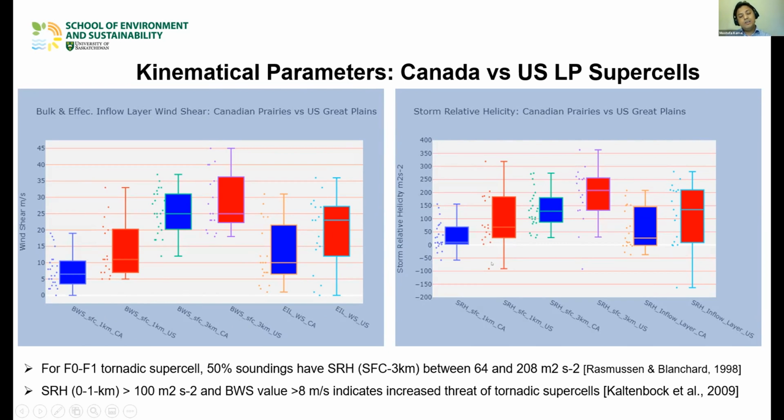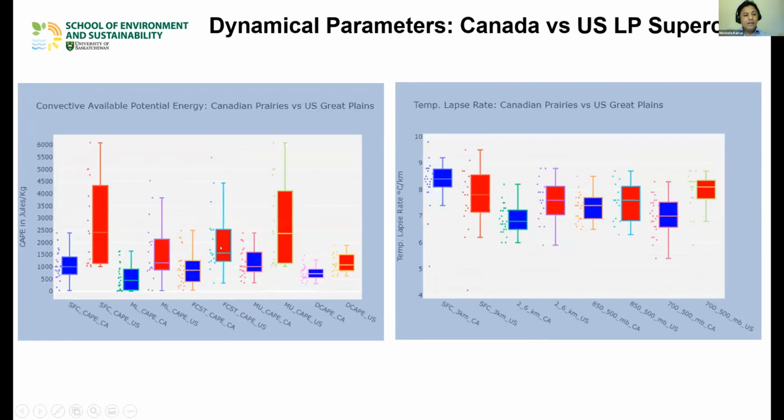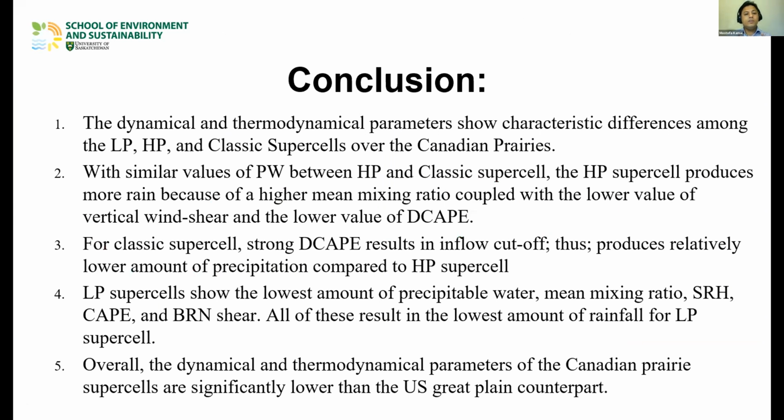In the right panel, you see storm relative helicity. Again, you can see a very significant difference between the US and the Canadian prairies low precipitation supercells, and this is the dynamical variable. I'm showing this only for LP supercells, and we see a similar pattern for HP and classic supercells when comparing the Canadian prairies with the US Great Plains. So the conclusion is that there are clearly significant differences in the dynamical and thermodynamical characteristics of the Canadian prairies LP, HP, and classic supercells.